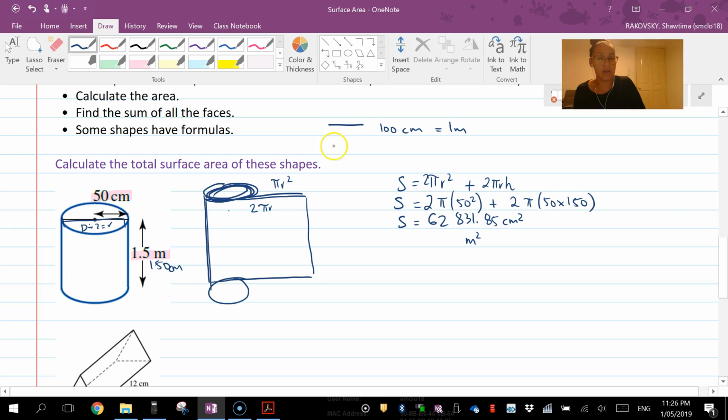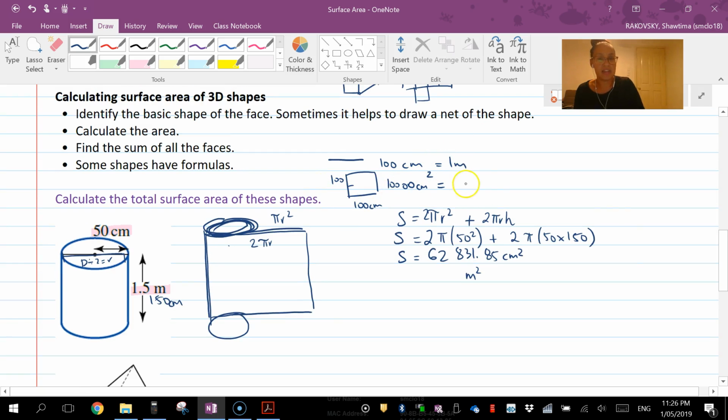Now if we have a look at a square that is 100 centimeters by 100 centimeters, that is going to give us 1, 2, 3, 4, 1, 2, 3, 4 centimeters squared, and that is the same as 1 meter squared. So we actually need to move our decimal place 1, 2, 3, 4 spaces, which gives us surface area equals 6.28 meters squared.